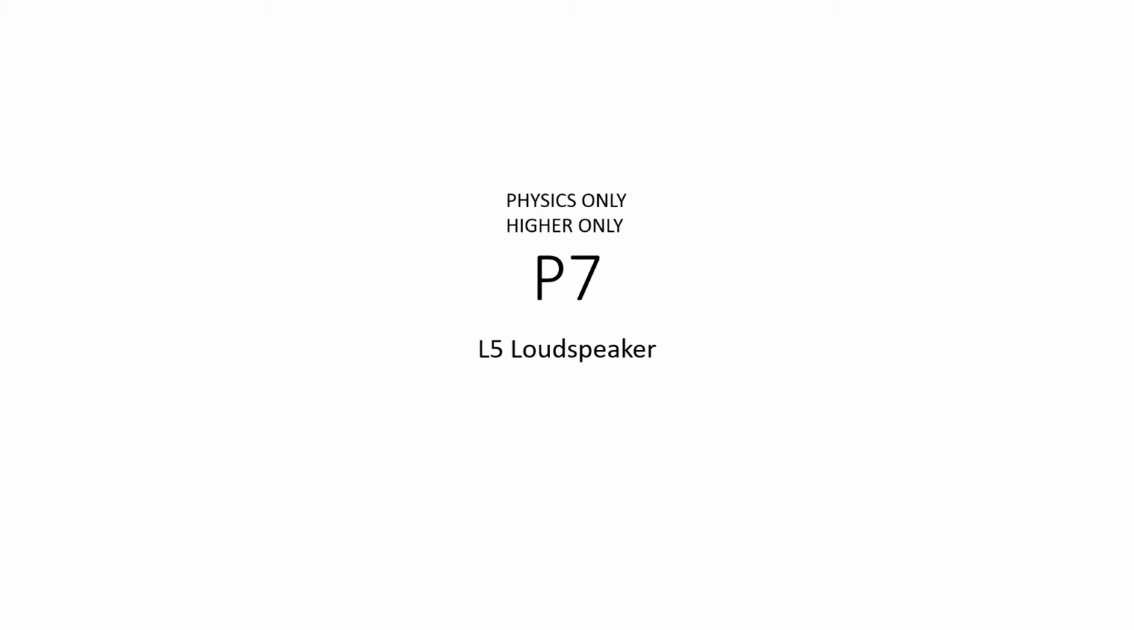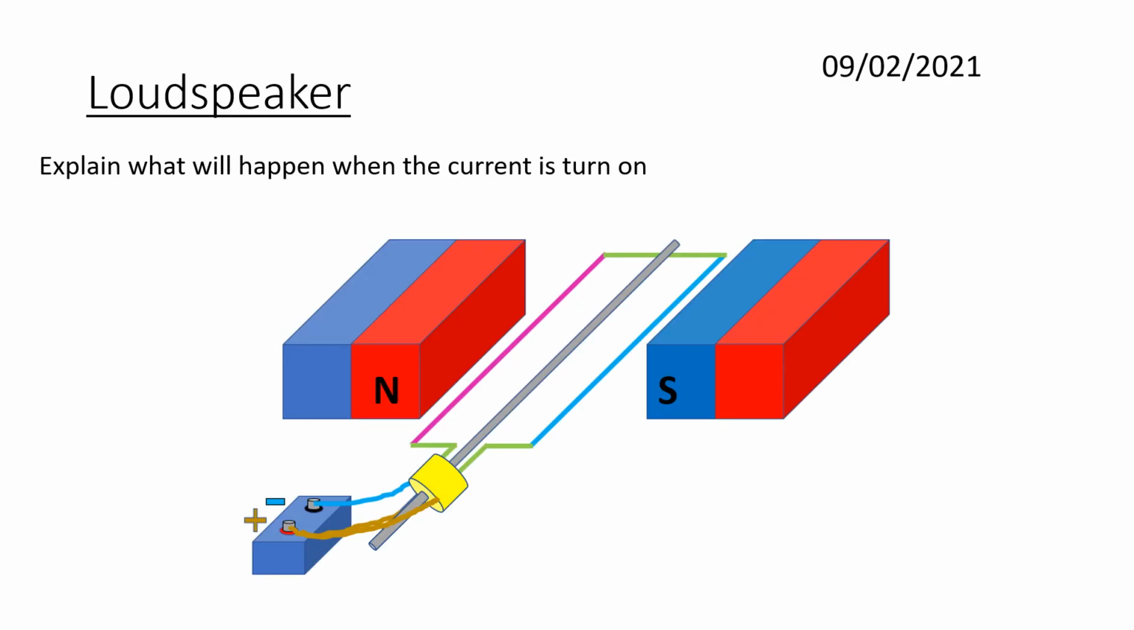This is a GCSE physics presentation looking at loudspeakers. To get started, describe what would happen when the current is switched on in the loop.